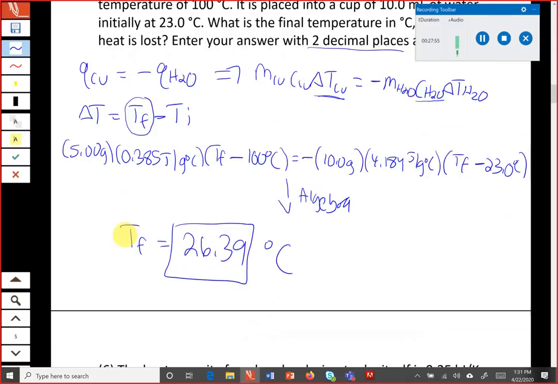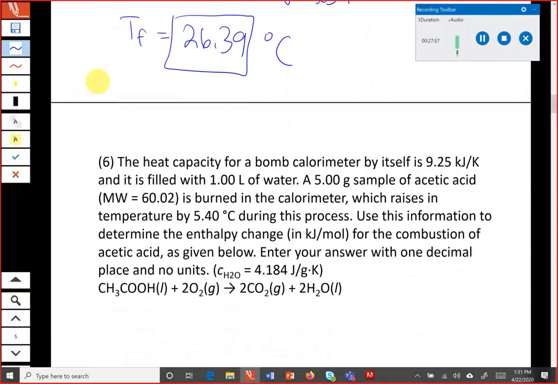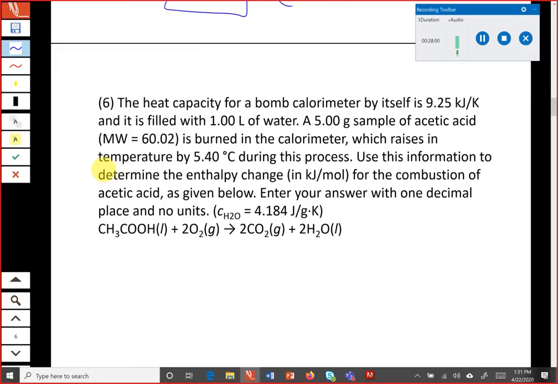All right, and then moving on to number 6, this is sort of the other application of calorimetry. So the other application of calorimetry is basically to measure the delta H for a chemical reaction. So we typically do these in bomb calorimeters, but there's not really a fundamental difference between a bomb calorimeter and a regular calorimeter, at least that we have to concern ourselves with.